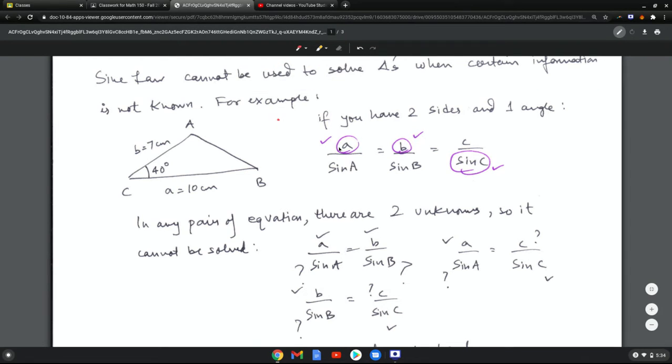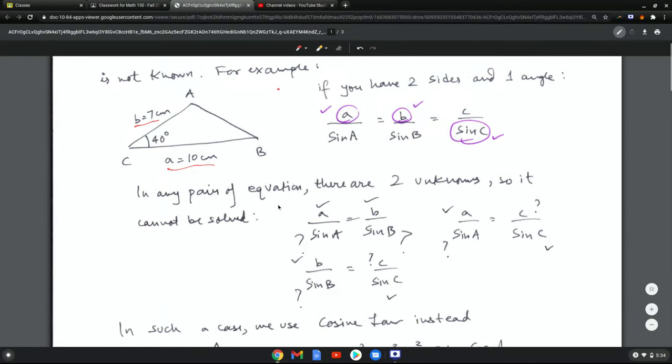Recall that for sine law, the setup is: a over sine A equals b over sine B equals c over sine C. Now, if you have the situation where you have two sides and the included angle, which means you know small a, you know small b, and you know angle C, but you don't know the other three things, then if you take any pair of equations, there are always going to be two unknowns, so it cannot be solved. For example, if I look at the first two, then I know the numerators, but there are two unknowns, which means I can't really find them.